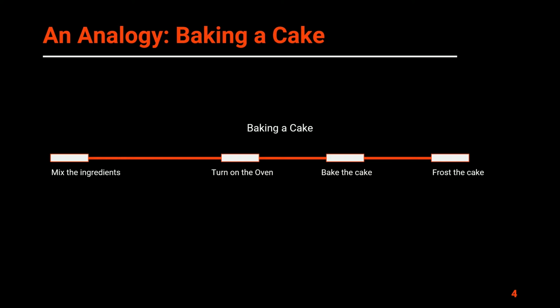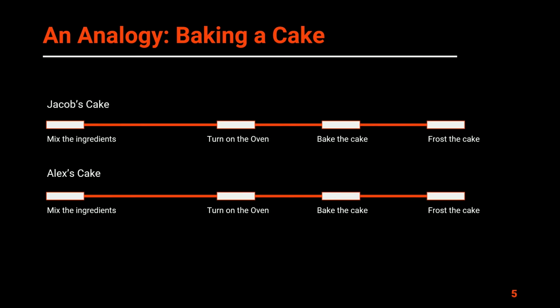That is our program for baking a cake, and it happens in sequence, one right after the other. Now, we can have multiple people follow the same program, and so each one of these would be their own little thread in our program, and they all do the same exact thing. So we have Jacob's cake and Alex's cake. Each one of these is their own thread, but they each perform the same action.